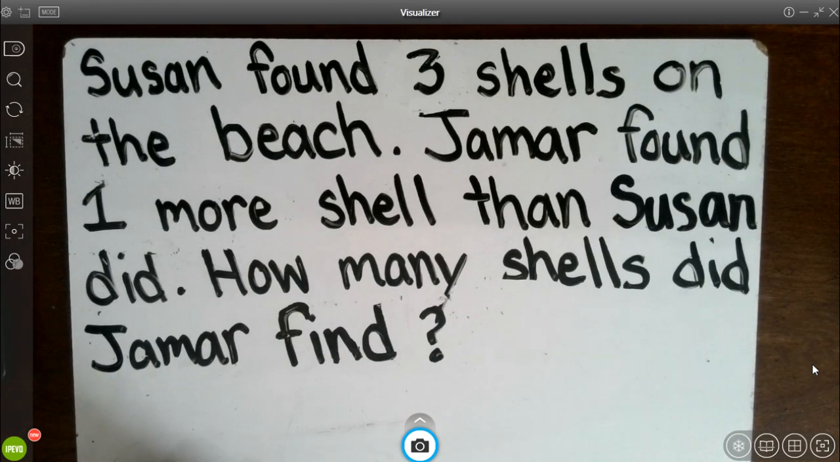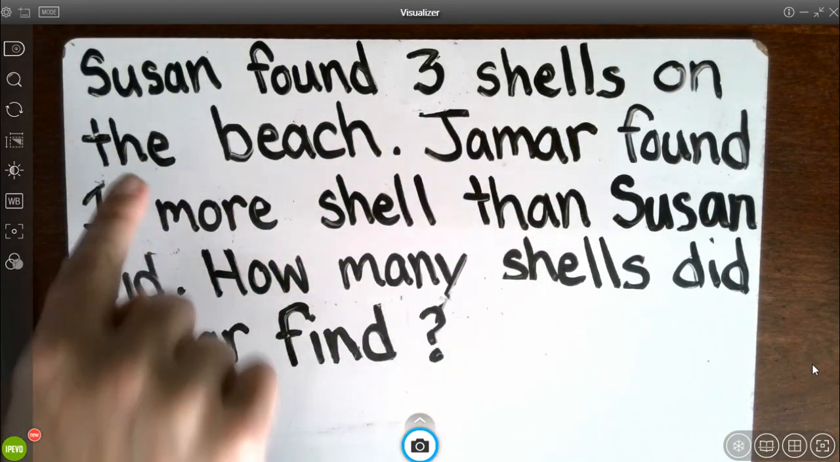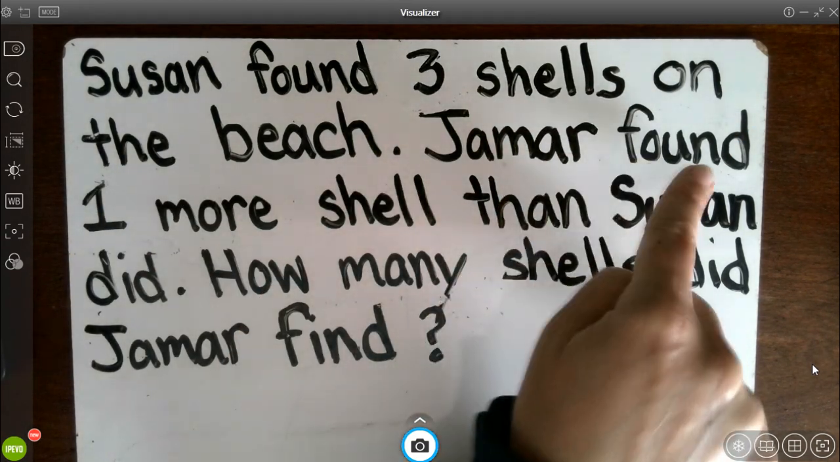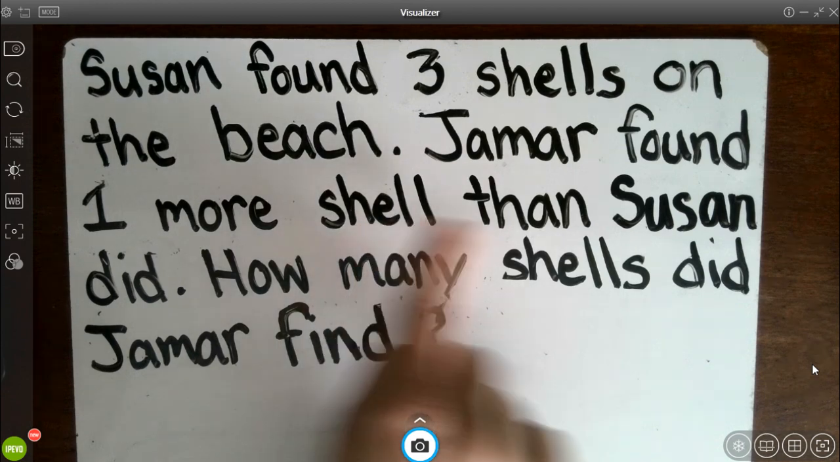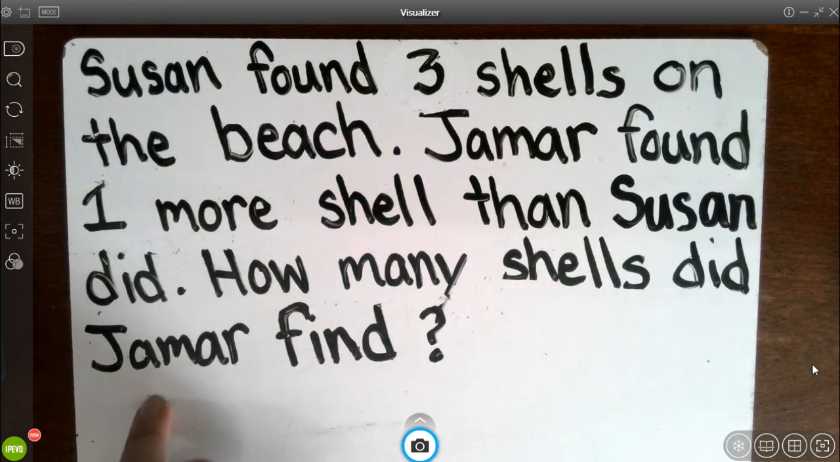Let's read it one more time. Susan found 3 shells on the beach. Jamar found 1 more shell than Susan did. How many shells did Jamar find?